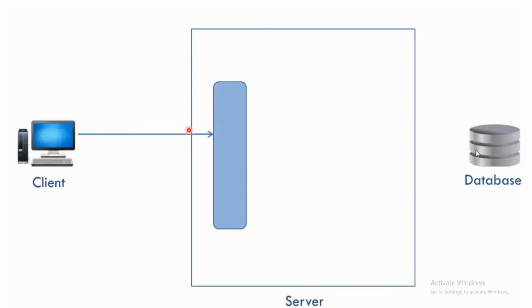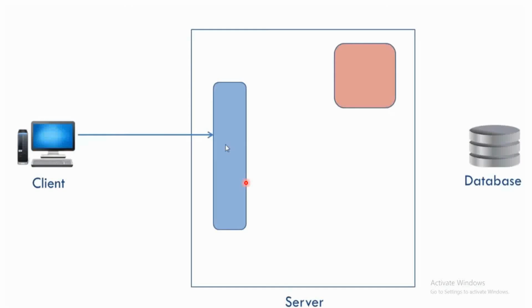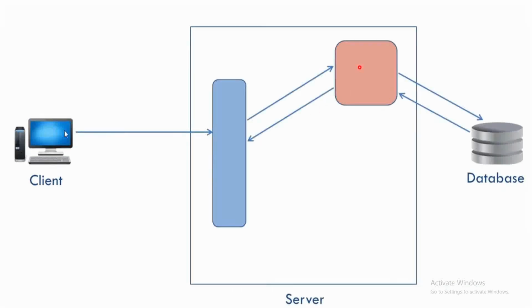But blue doesn't do it directly, and that is because we have another guy over here called red, who specializes in talking to the database, or interacting with the database. So blue will now pass the request information to red, and red will interact with the database, get the list of all products from the database and send it to blue.